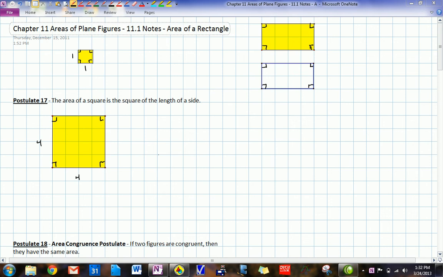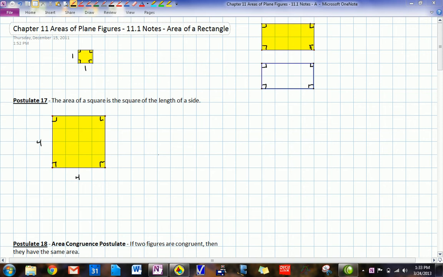These are the notes on the first section of Chapter 11. Chapter 11 is a chapter called Areas of Plane Figures. And in the first section, we're going to be talking about the area of a rectangle. Remember, a rectangle is simply a parallelogram with 4 right angles. We're also going to talk about the area of a square here, and a square is just a special rectangle. It's a rectangle with 4 congruent sides.